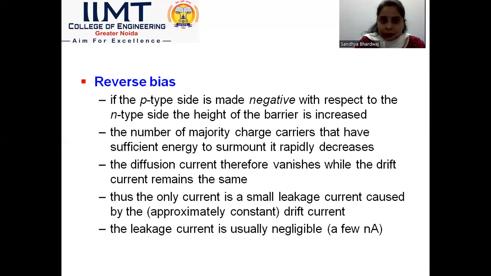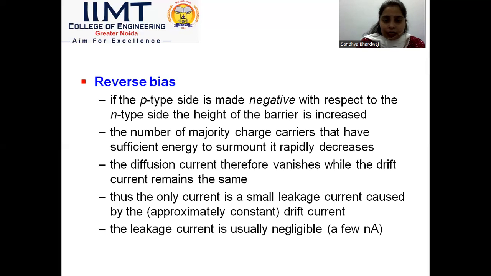If we are talking about reverse bias, in reverse bias the p-type side is made negative, while in forward bias the p-type side is made positive. The p-type side is made negative with respect to the n side. The height of the barrier is increased. The potential barrier increases just because of reverse bias. The number of majority charge carriers that have sufficient energy to surmount it rapidly decreases. The diffusion current therefore vanishes while the drift current remains the same.